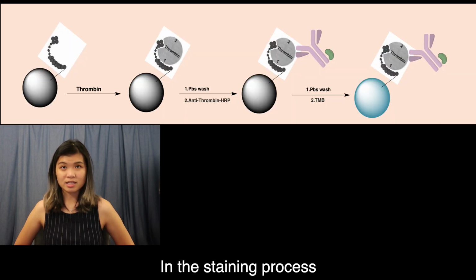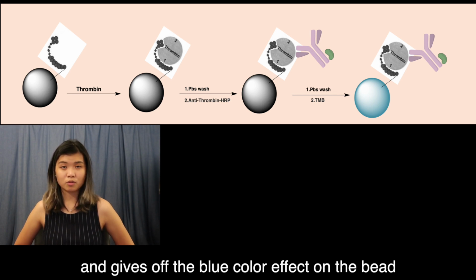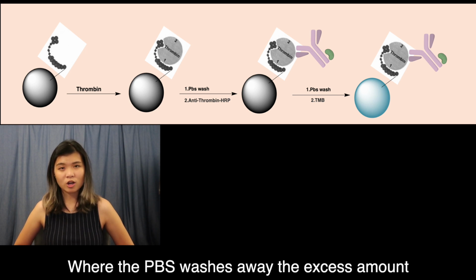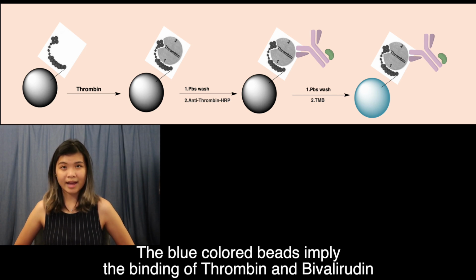In the staining process, we use a substrate known as TMB, which the HRP enzyme binds to and gives out a blue color effect on the bead. The steps are shown here, where the PBS washes away the excess amount of thrombin and antibody in the assay. The blue color beads imply the binding of thrombin and bivalirudin.